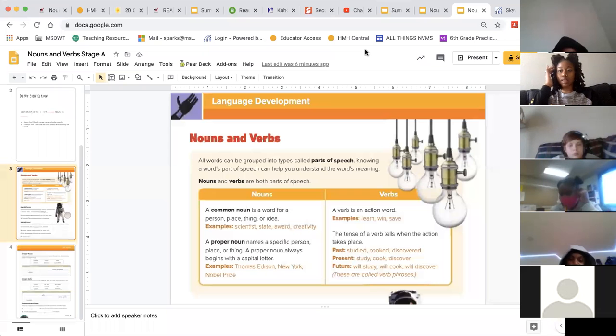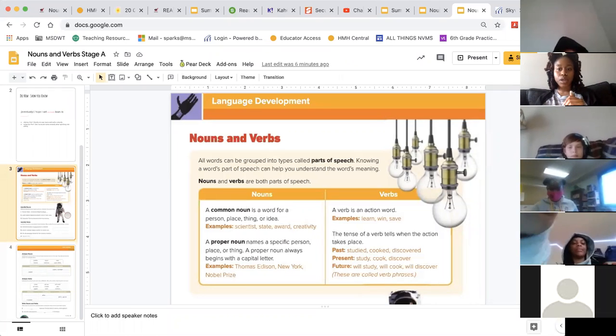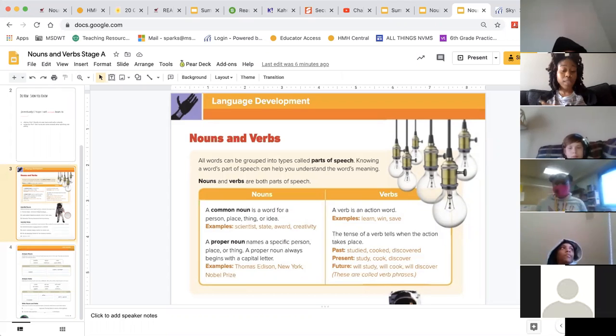All right, so this is the nouns and verbs. It's a word analysis activity or lesson, and this should be review. We talked about nouns and verbs a little bit at the beginning of the school year, but we're going to come back to this. All right, so all words can be grouped into types called parts of speech. Knowing a word's part of speech can help you understand the word's meaning. So nouns and verbs are both parts of speech.